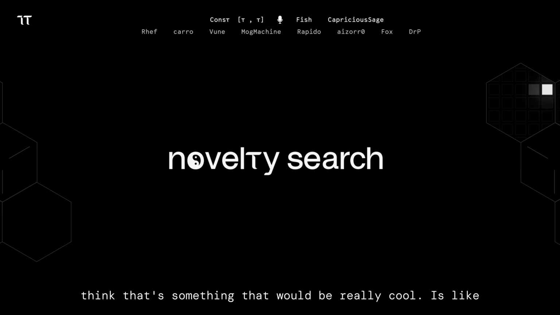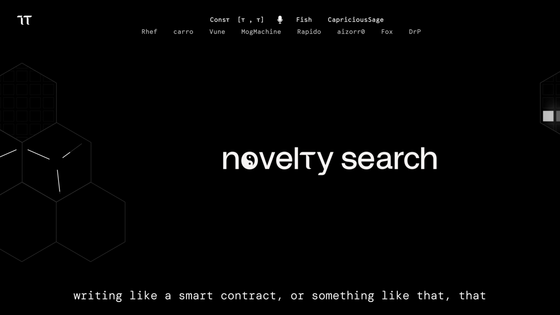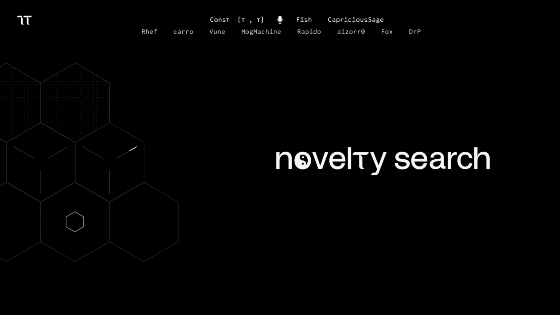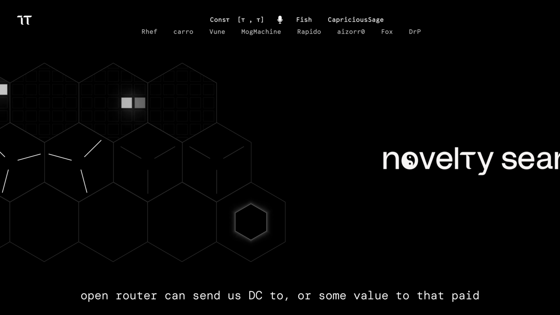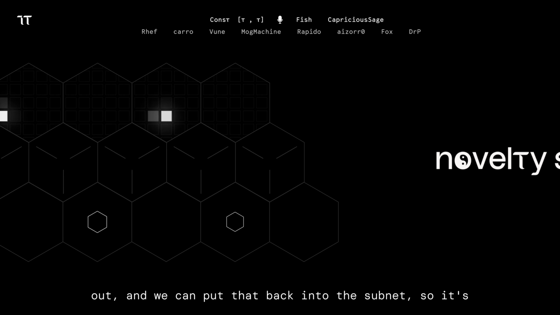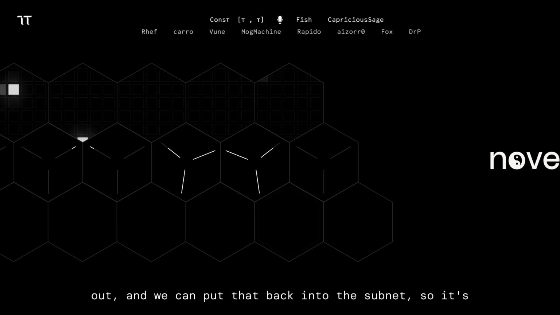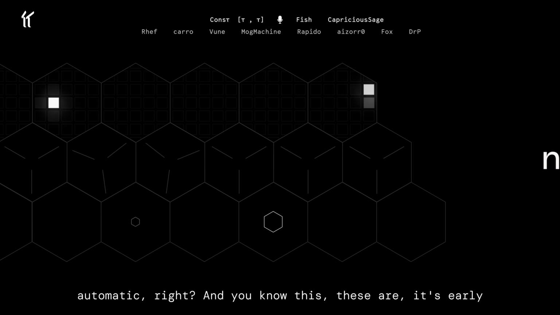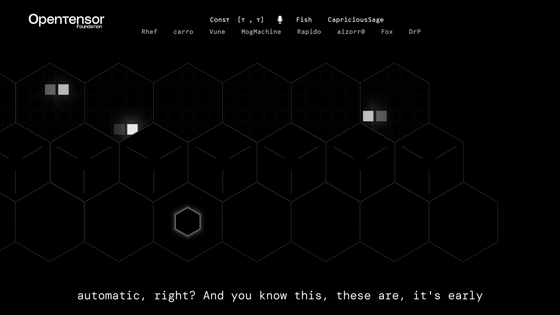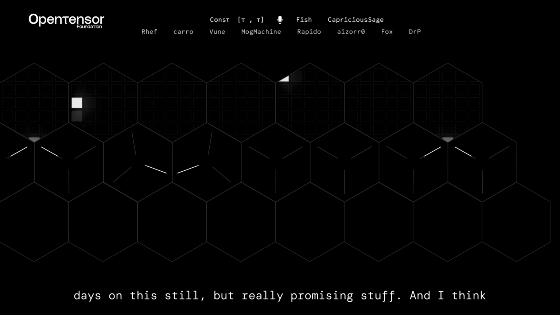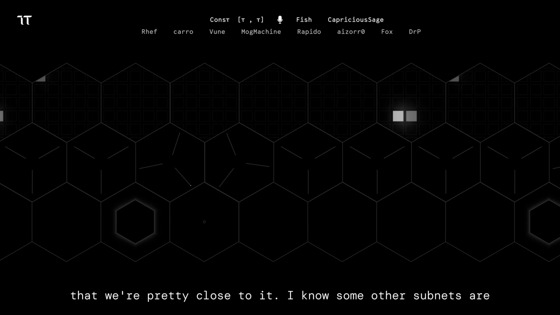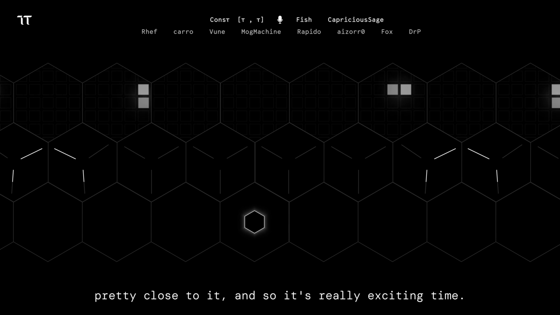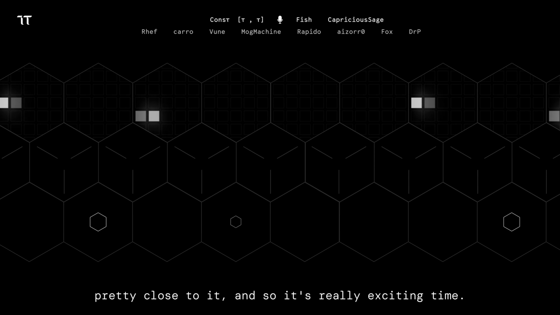I think that something that would be really cool is writing a smart contract or something like that that OpenRouter can send USDC to, or some value, that gets paid out, and we can put that back into the subnet, so it's automatic, right? It's early days on this still, but really promising stuff, and I think that we're pretty close to it. I know some other subnets are pretty close to it, and so it's a really exciting time.